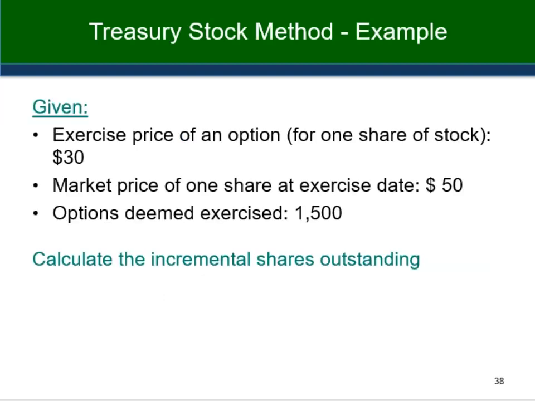Okay, so here we have the exercise price of an option for one share of stock at 30 bucks. The market price is 50 bucks. And we're looking at 1,500 potentially dilutive options. We need to calculate the incremental number of shares which could be created in that situation. So 30 times 1,500 is what, $45,000. And at 50 a share, we would create another, what, 9,000 shares or so.